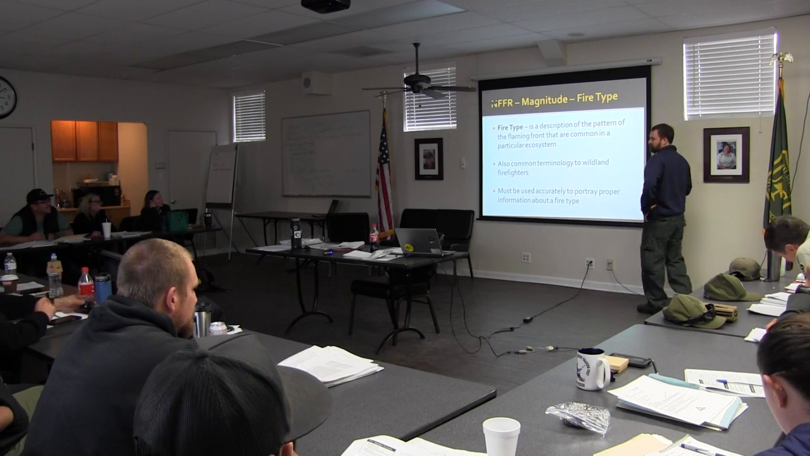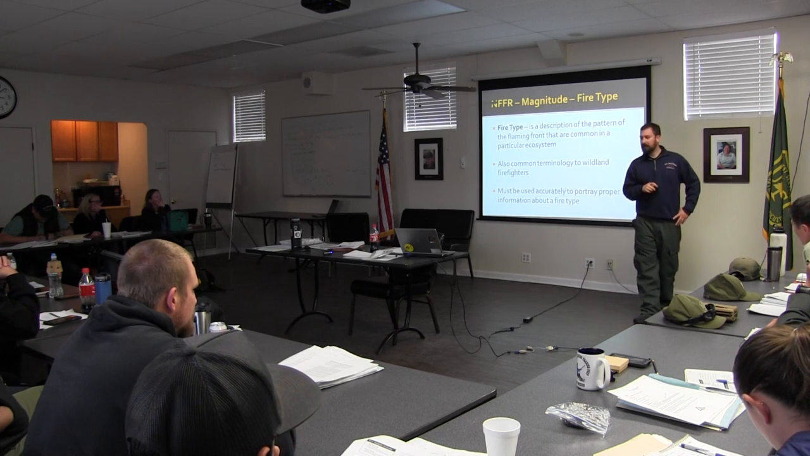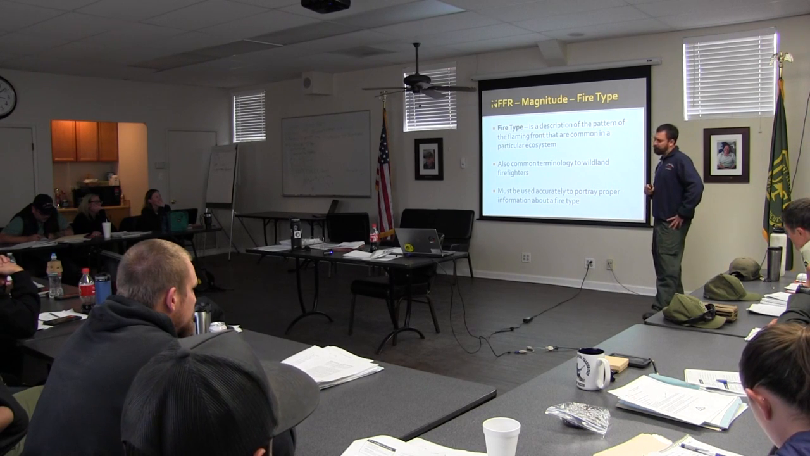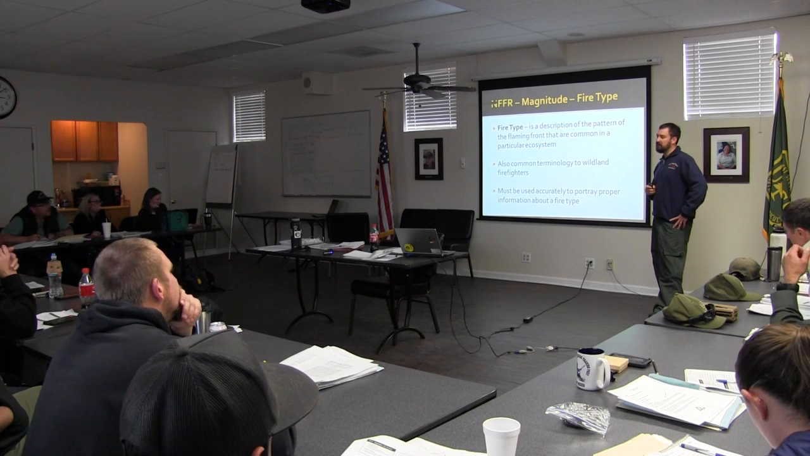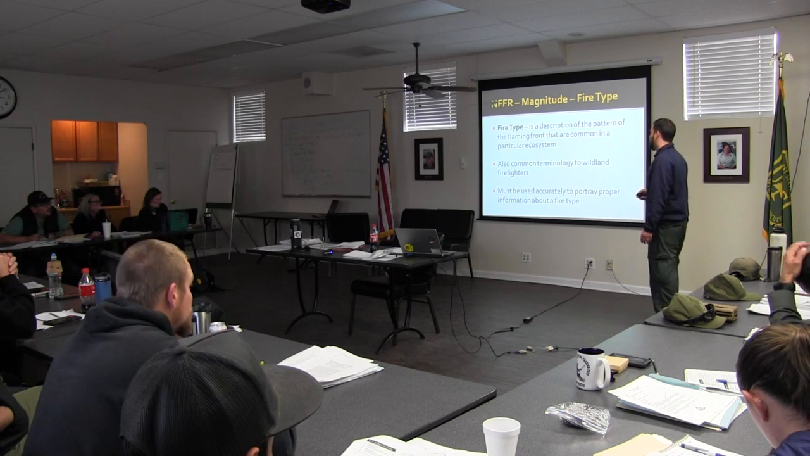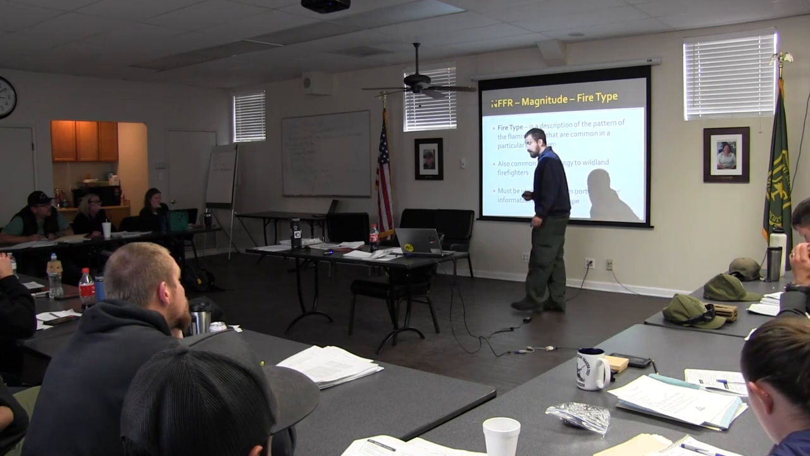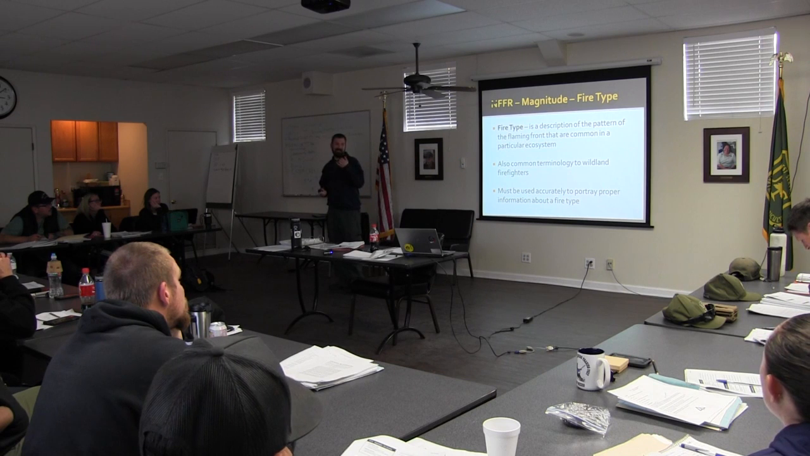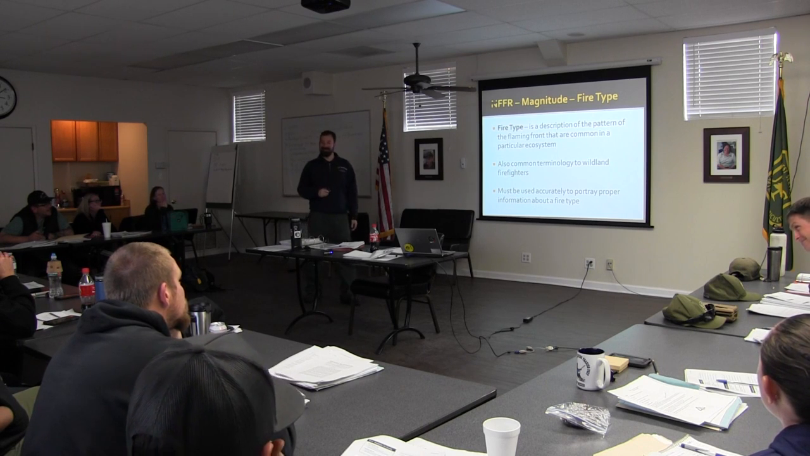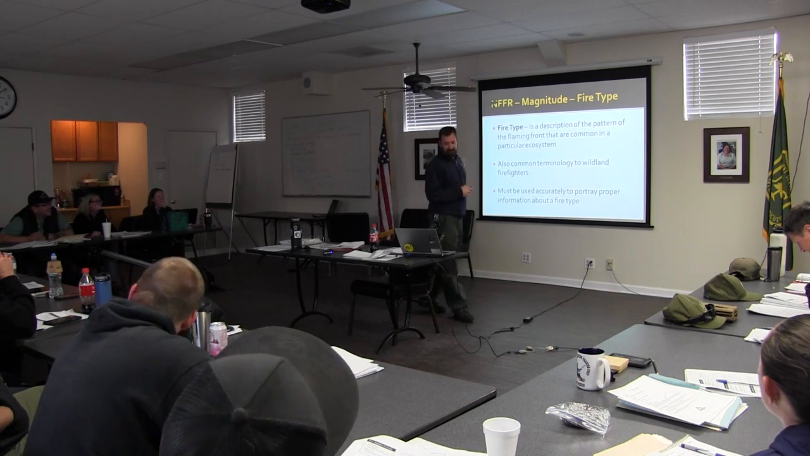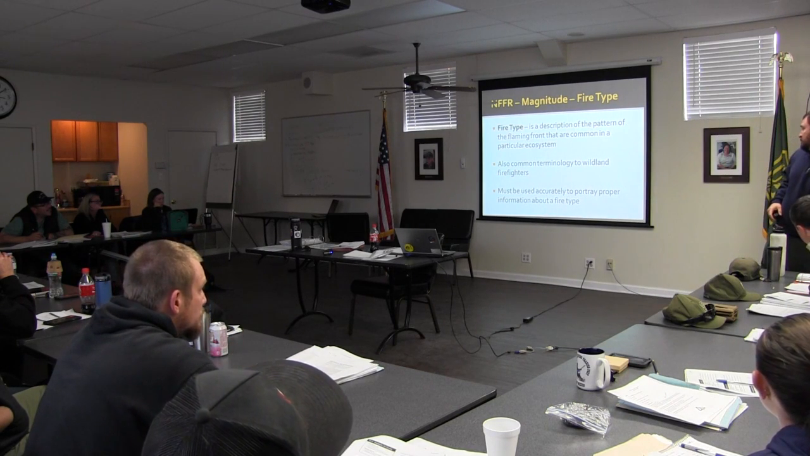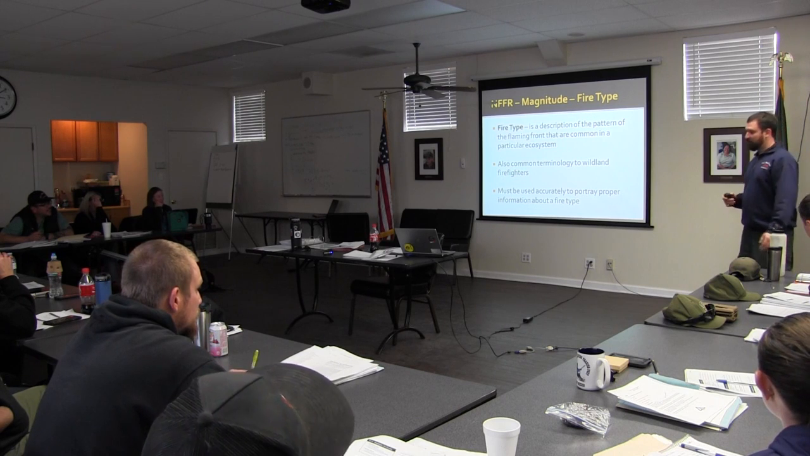What do we got? Fire type. Okay, so this is easy. Fire type is the description of the pattern of the flaming front. It's the type of fire. We use this all the time, and it must be used accurately to portray proper information. All I'm trying to say is know what you're talking about when you say fire type. This is something we hammer into our rookies so that when they're on the other end of the radio for the first time and they say it's crowning, and it's really a smoldering spot, we very patiently go over to them and say, you need to use accurate information to portray proper information about a fire type. That is not crowning.